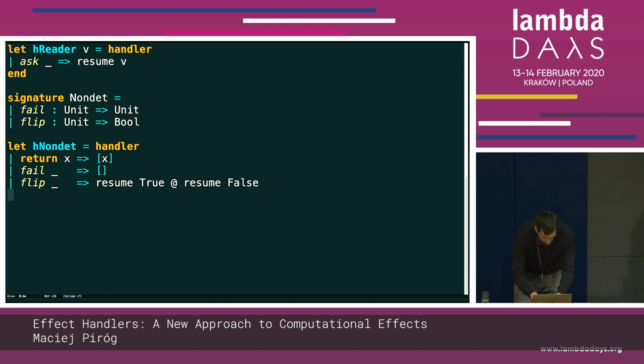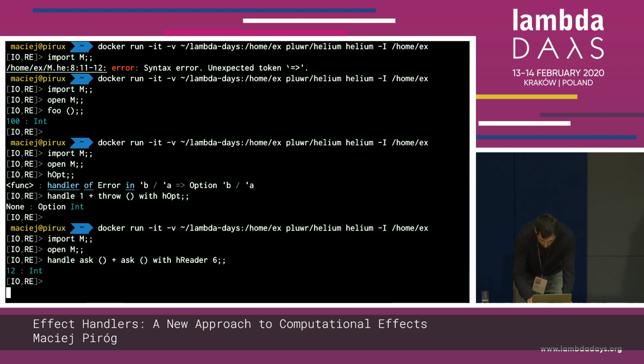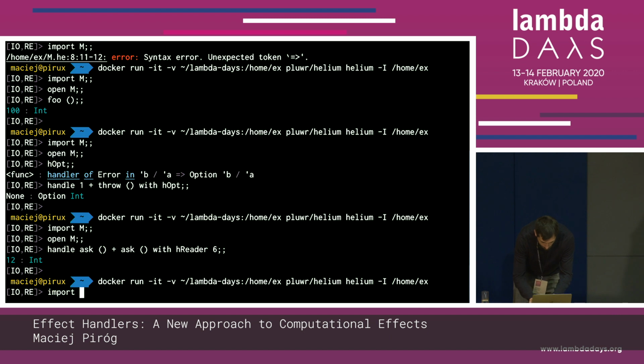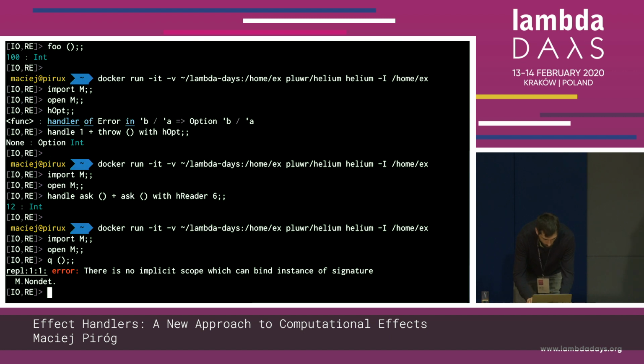And that's it. And then I can have let function, I don't know, q is equal to if flip, then 4 else 5, right? Now, let's try and test this program. I do this, I do this, I do this, and I say, what's the name of the function? Q unit, and oh, there's an error. Why? Well, obviously, because I forgot to put the handler around this computation, right?